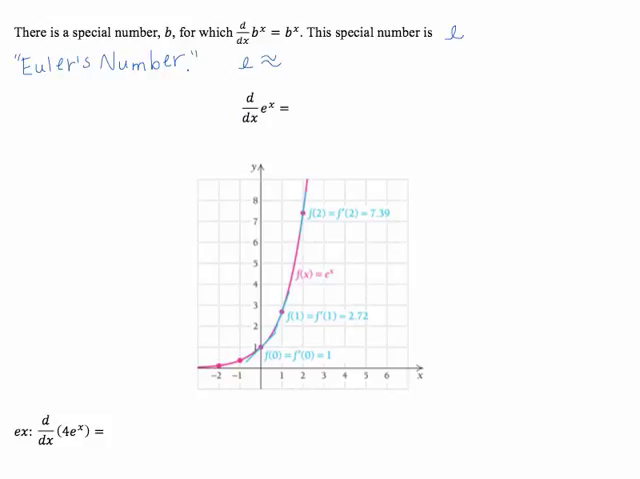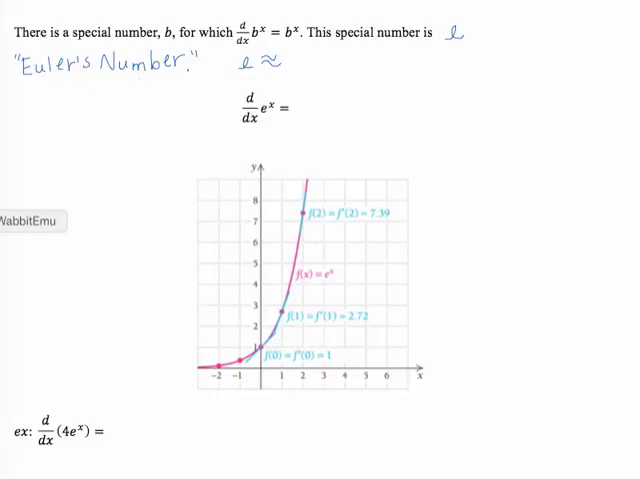In this video, we're going to look at the number e and the derivative of the natural exponential function. There is a special number b, for the base b, for which the derivative of b to the x actually equals itself, b to the x. This is what makes this function so special. The derivative equals the function. And the special number for which this works is e, which is sometimes called Euler's number.